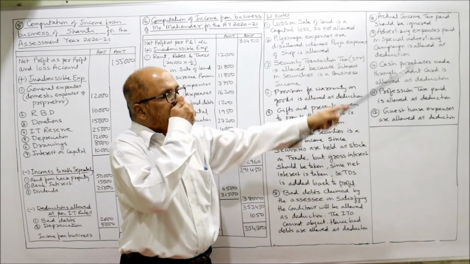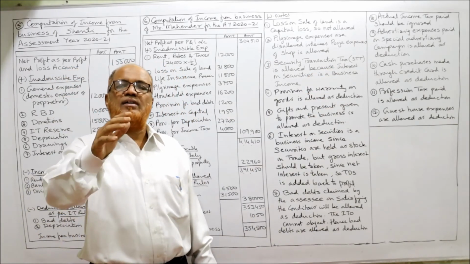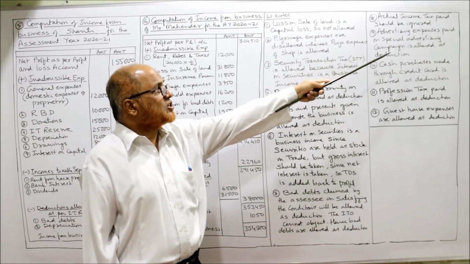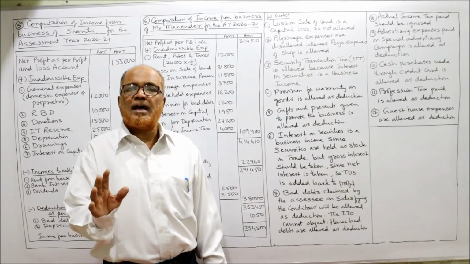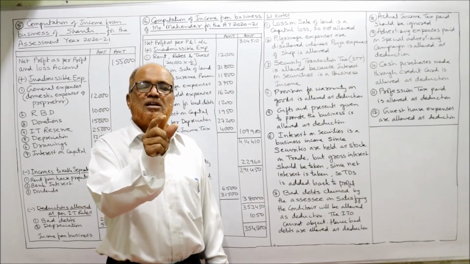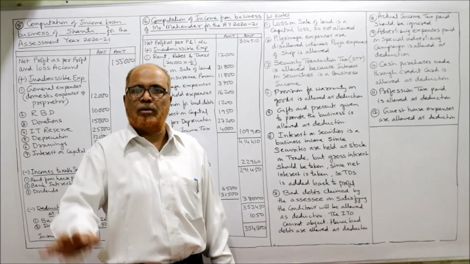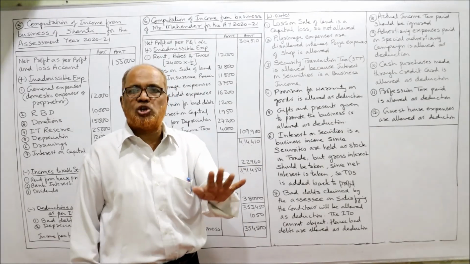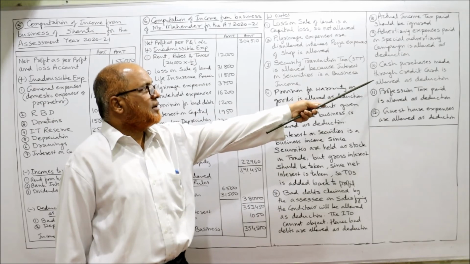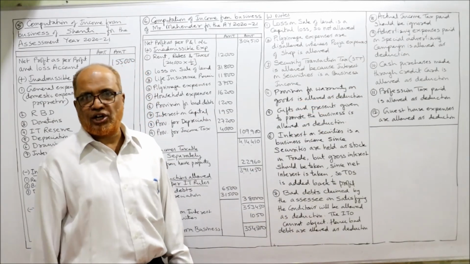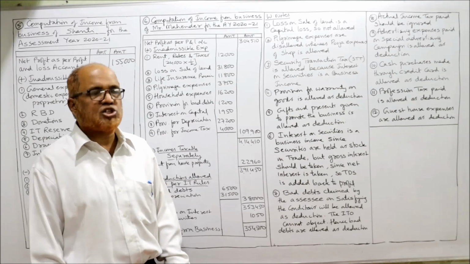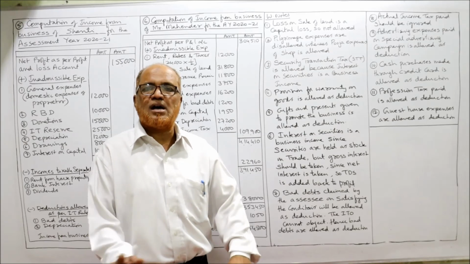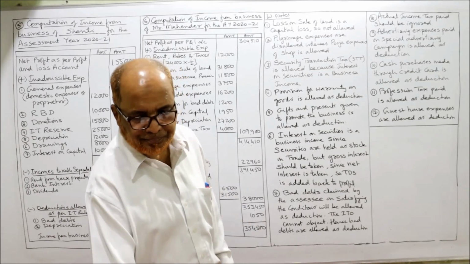Next, actual income tax paid should be ignored. In the adjustments it is given as actual income tax paid; just ignore it. Advertising expense paid on a special advertising campaign is allowed as deduction. The Income Tax Act says when revenue expenditure is incurred on advertising, it is allowed, whether it is in the old market or new market, whether for the old product or new product, it does not matter. Cash purchase made through credit card is allowed as deduction. Just now I told you. The last adjustment is given. Profession tax paid is allowed as deduction. Guest house expenses are allowed as deduction.